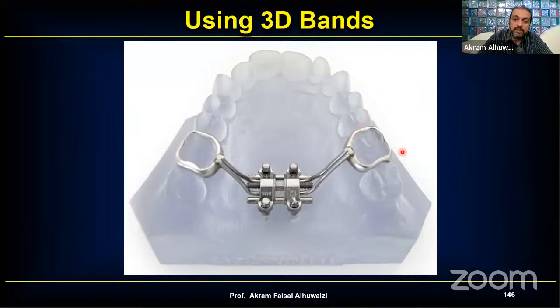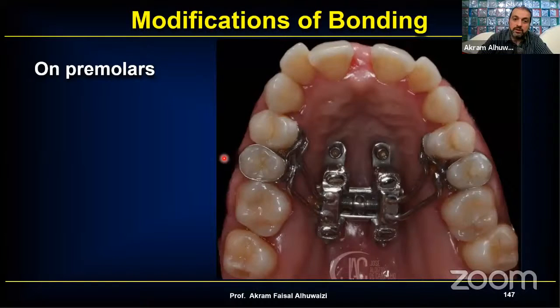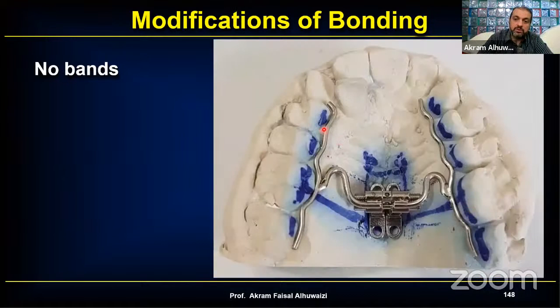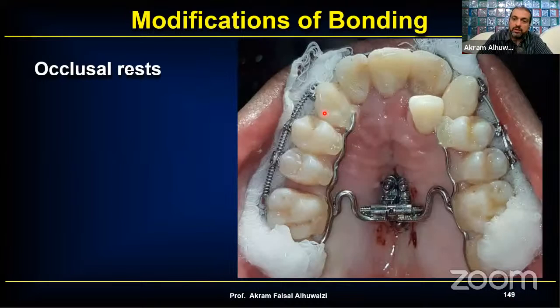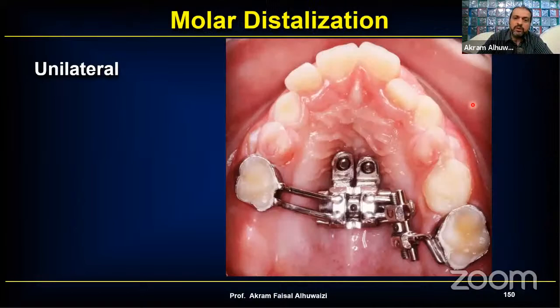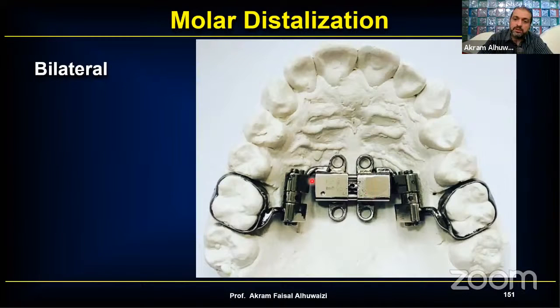I've also seen designs like these, where these are 3D printed metal bands, and they would be 3D printed in the lab. That's also some modification. There are modifications where you would cement them on premolars rather than on molars if you have any problem with molars. There are modifications in which you would not use a band at all. Since you mainly rely on the screws themselves, it is possible that you do not use a band at all and just put some composite and glue them to the teeth. You can also unilaterally distalize molars using these. You can bilaterally distalize molars.